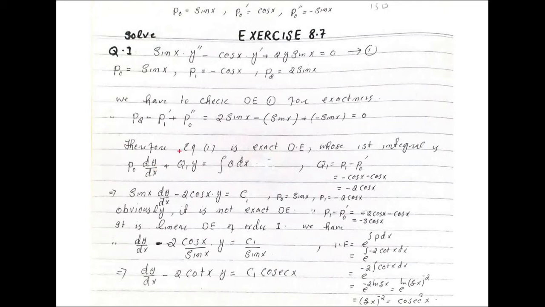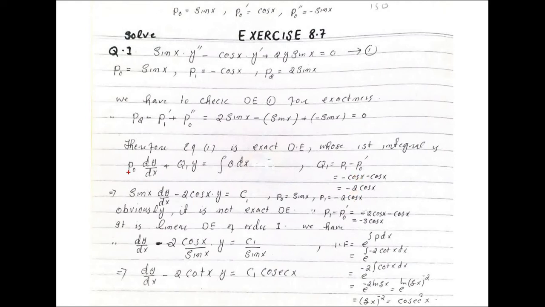So P naught du by dx plus q1 y is equal to the integral of phi dx. Here we will always put phi, and phi is the function which will be here. Since here is 0, we have to take 0 here. Now this q1, by formula, is equal to p1 minus p naught dash. Whenever we have to find the value of q1, we have to start from p1, and if here is 1, then here will be 0, and here the first order derivative. So putting the values, these are the values which have to be substituted here, and the value is minus 2 cos x.